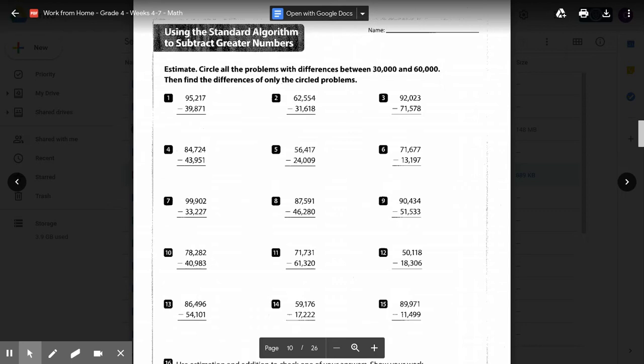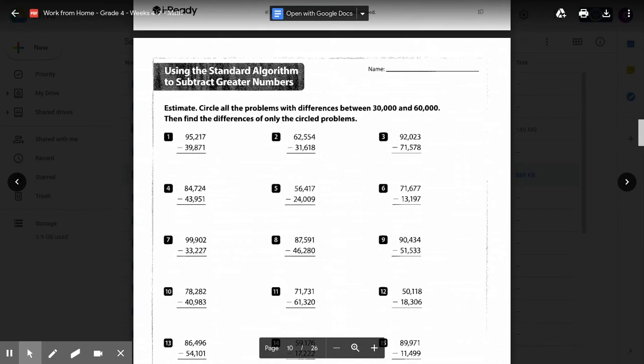So today we're going to be talking about using the standard algorithm to subtract greater numbers. This is on page 11 of your workbook. The directions say to estimate. Circle all the problems with differences between 30,000 and 60,000, then find the differences of only the circled problems. So make sure that you're only using that standard algorithm for the problems that you circled that are between 30,000 and 60,000.